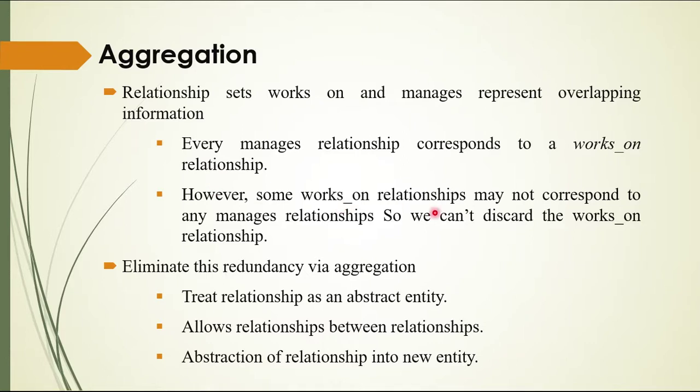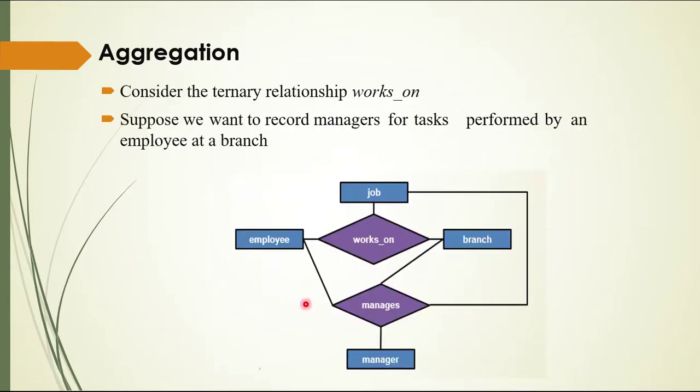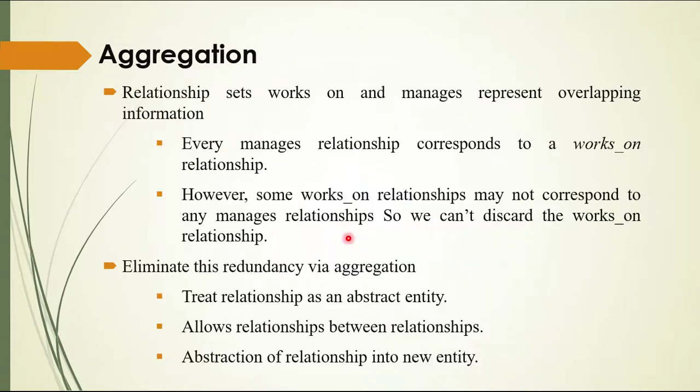However, some works on relationships may not correspond to any manages relationship, so we can't discard the works on relationship. They overlap with each other and we cannot remove one of them. As they are connected with these entities, they generate redundancy. Eliminate this redundancy via aggregation.